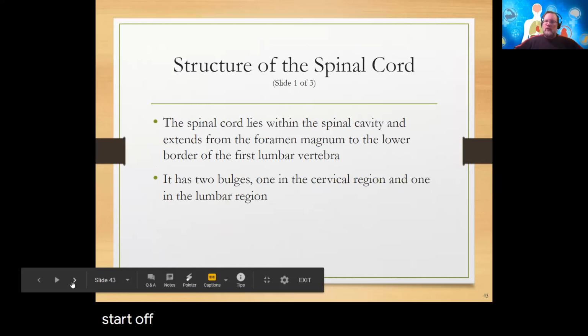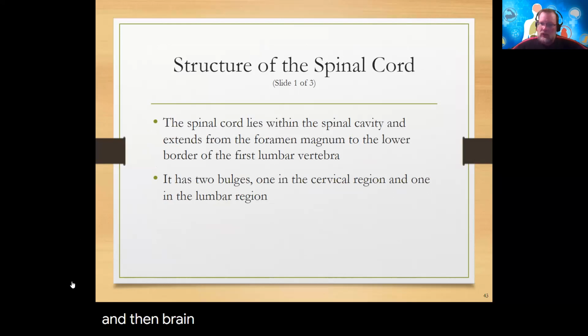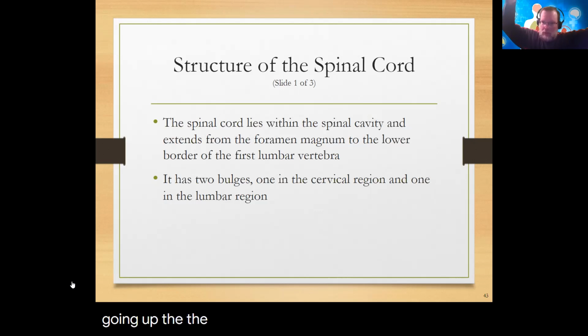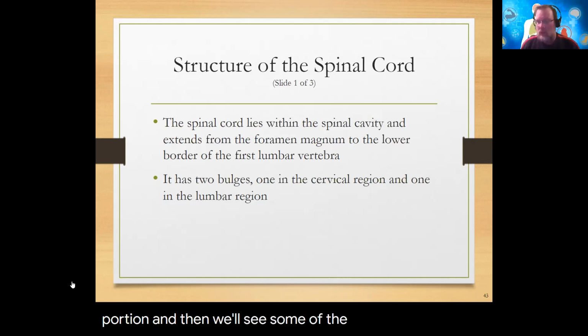We'll start off on Tuesday with spinal cord. We'll get into spinal cord and then brain. I'll talk a little bit more about ascending and descending tracts. I'll also talk a little bit more about motor and sensory pathways. We'll look at sensory pathways coming into the back of the spinal cord, and then those elevators going up the posterior, the back or the dorsal portion, and then we'll see some of the motor elevators coming down or descending and heading out the front door to deliver that motor response.